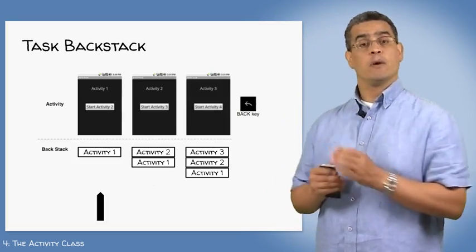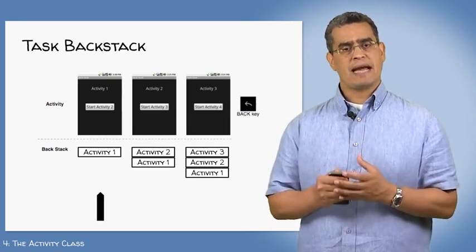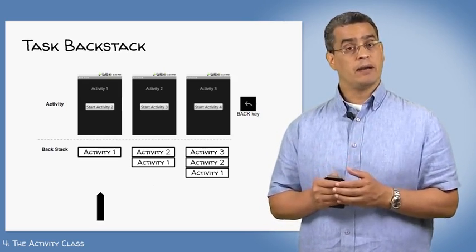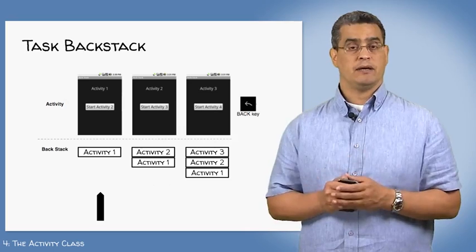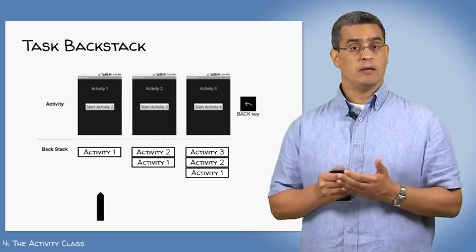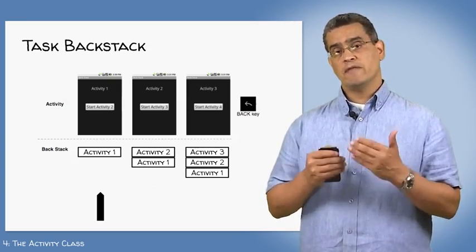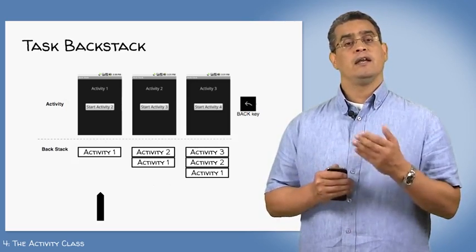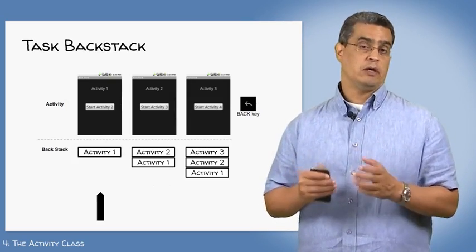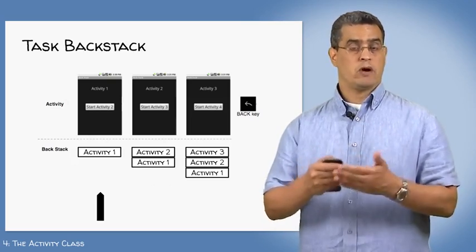This graphic represents an activity that's running on a device and depicts the state of the task backstack while the application is running. The black pointer at the bottom indicates the current snapshot. When this application is first launched, it starts up activity 1, which is then pushed onto the top of the task backstack as the root of the current task. As you can see, activity 1 has a single button labeled Start Activity 2. So the idea here is that if the user presses this button, activity 2 will start.